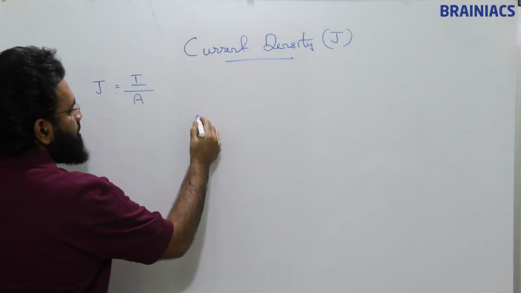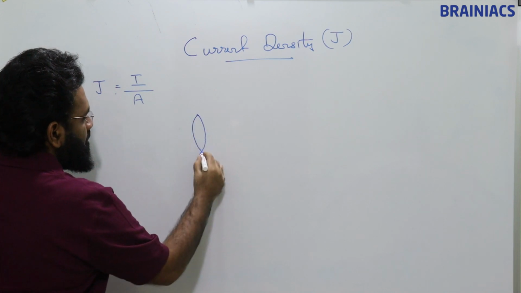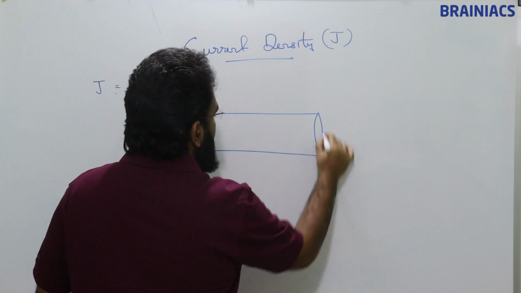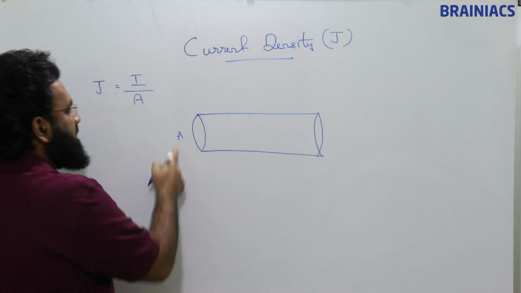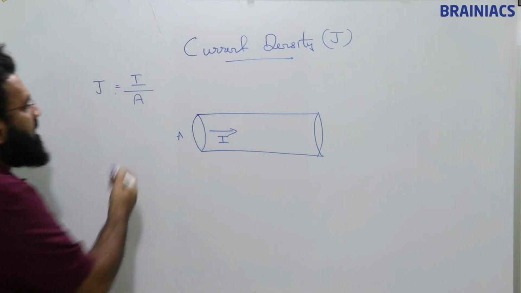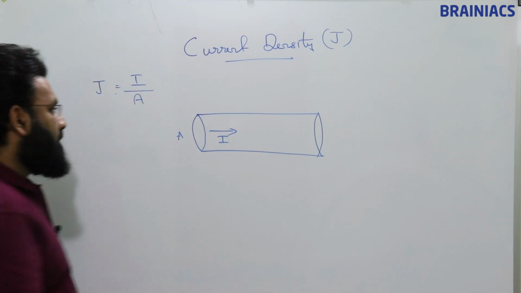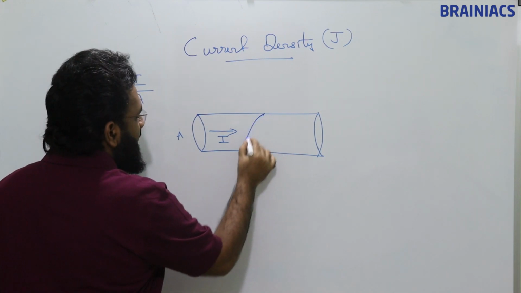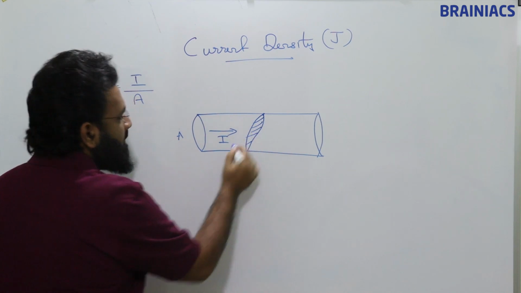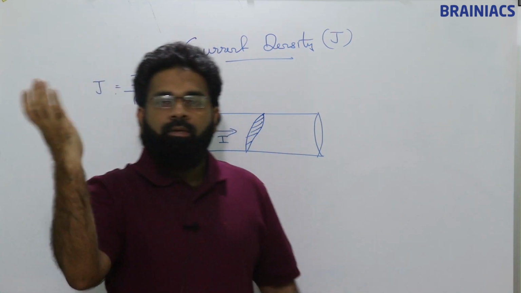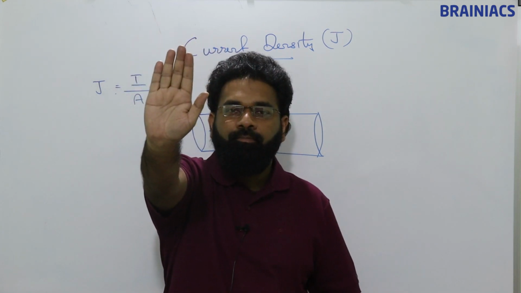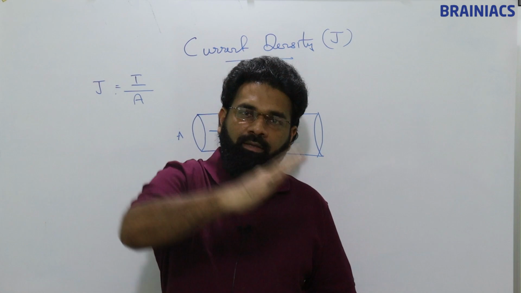Now suppose we take a conductor like this. If the area of cross section is A, and the current passing through this is I, then J is equal to I by A. Suppose we take an area like this. If the conductor is like this, I am taking the area, my hand is the area. So the area is standing like this.